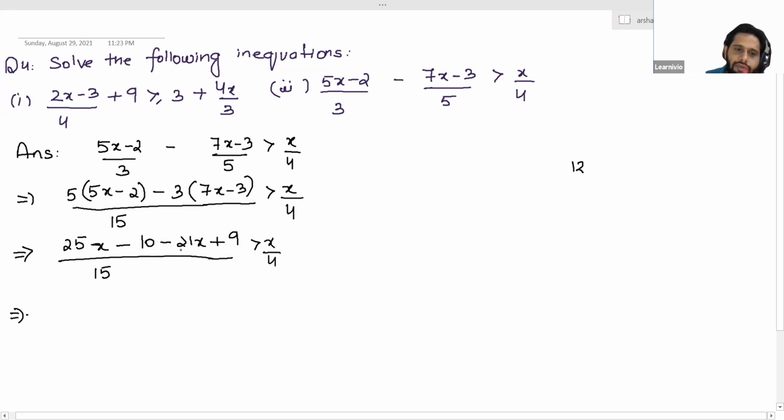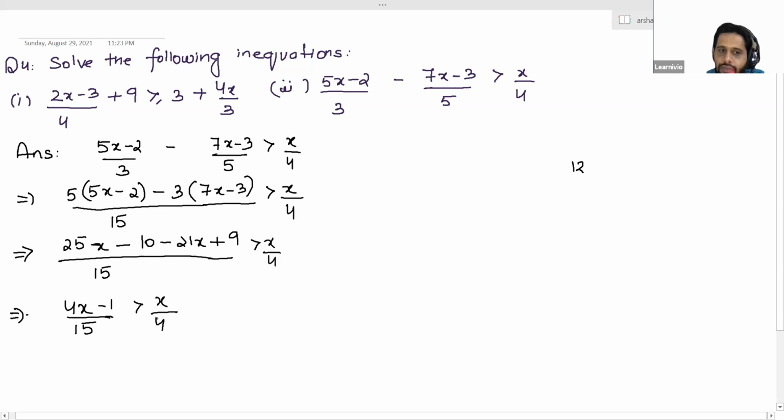Now, this is 25x minus 21x. So this is 4x. Minus 10 plus 9 is minus 1 by 15 is greater than x by 4. Rishan, this is clear? Yes. Okay. Now in equation, Rishan, what we normally do, we cross multiply.